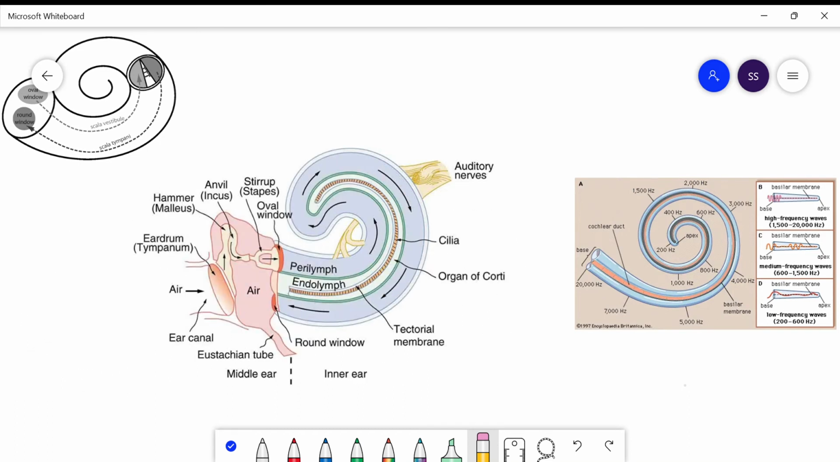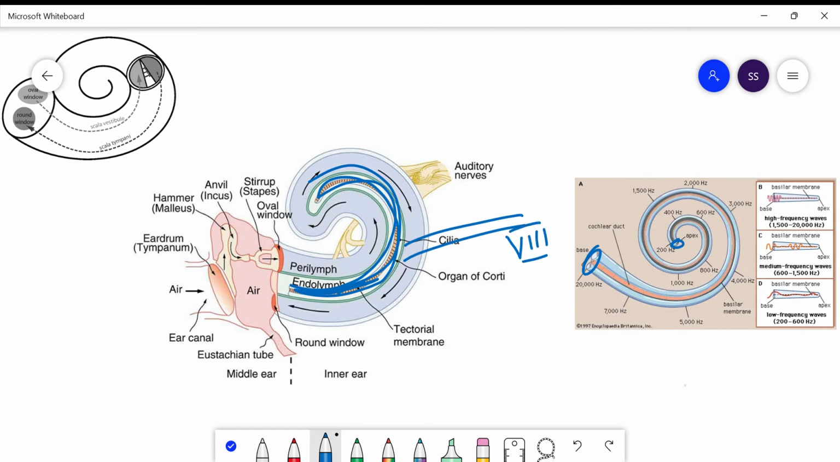So this gets transmitted to the basilar membrane here, which is the membrane which vibrates, and that is transmitted via the 8th cranial nerve. This is how sound waves translate into neural impulses that go into hearing, right?